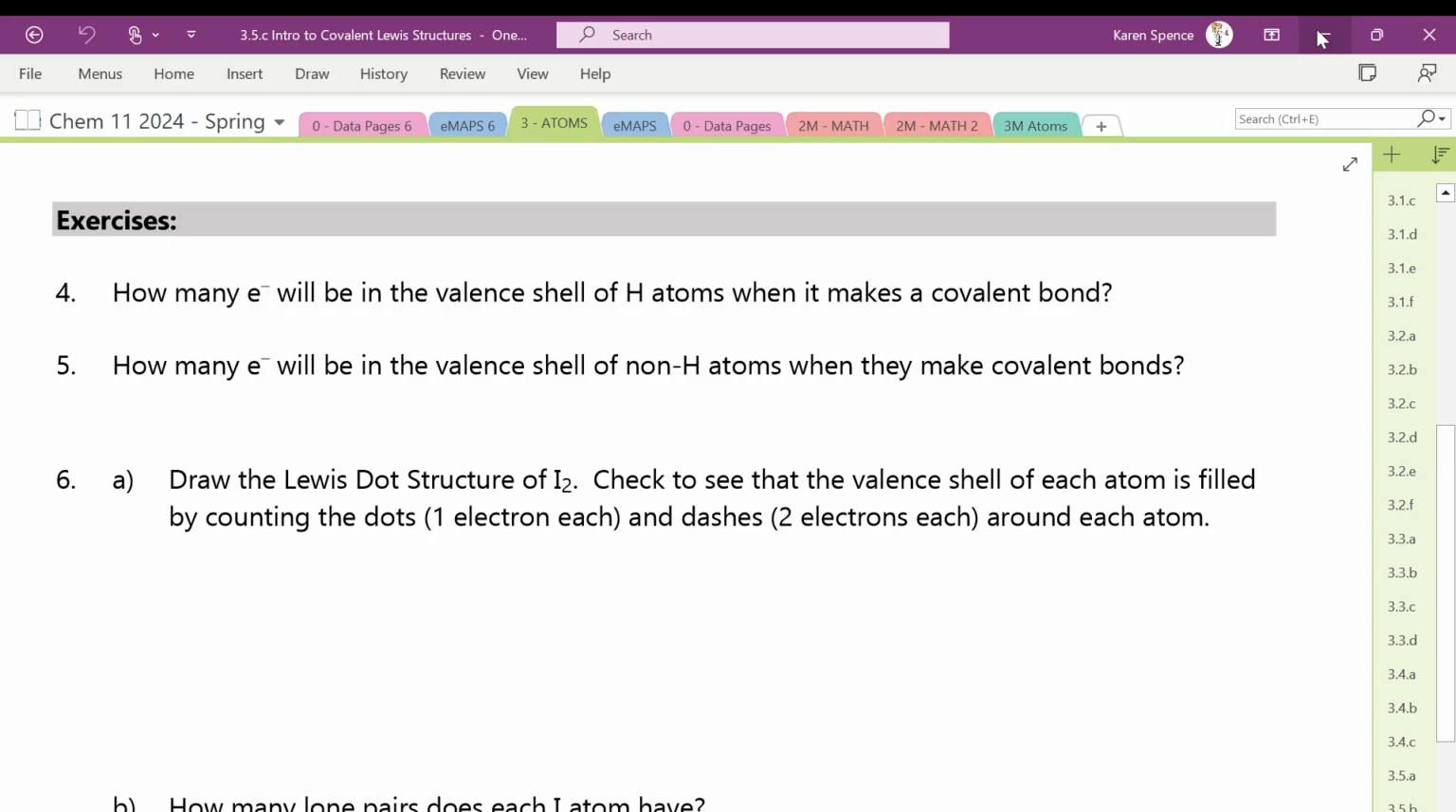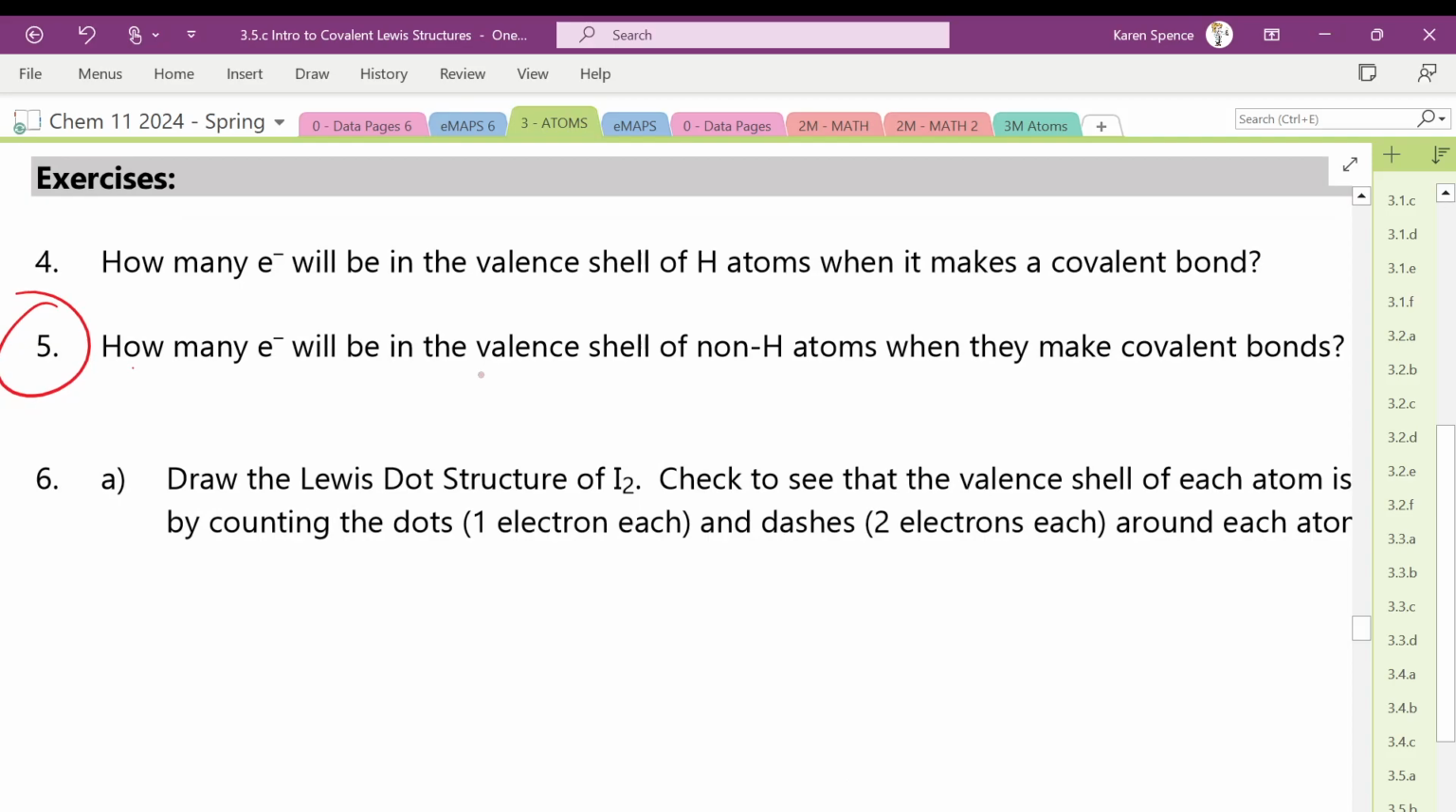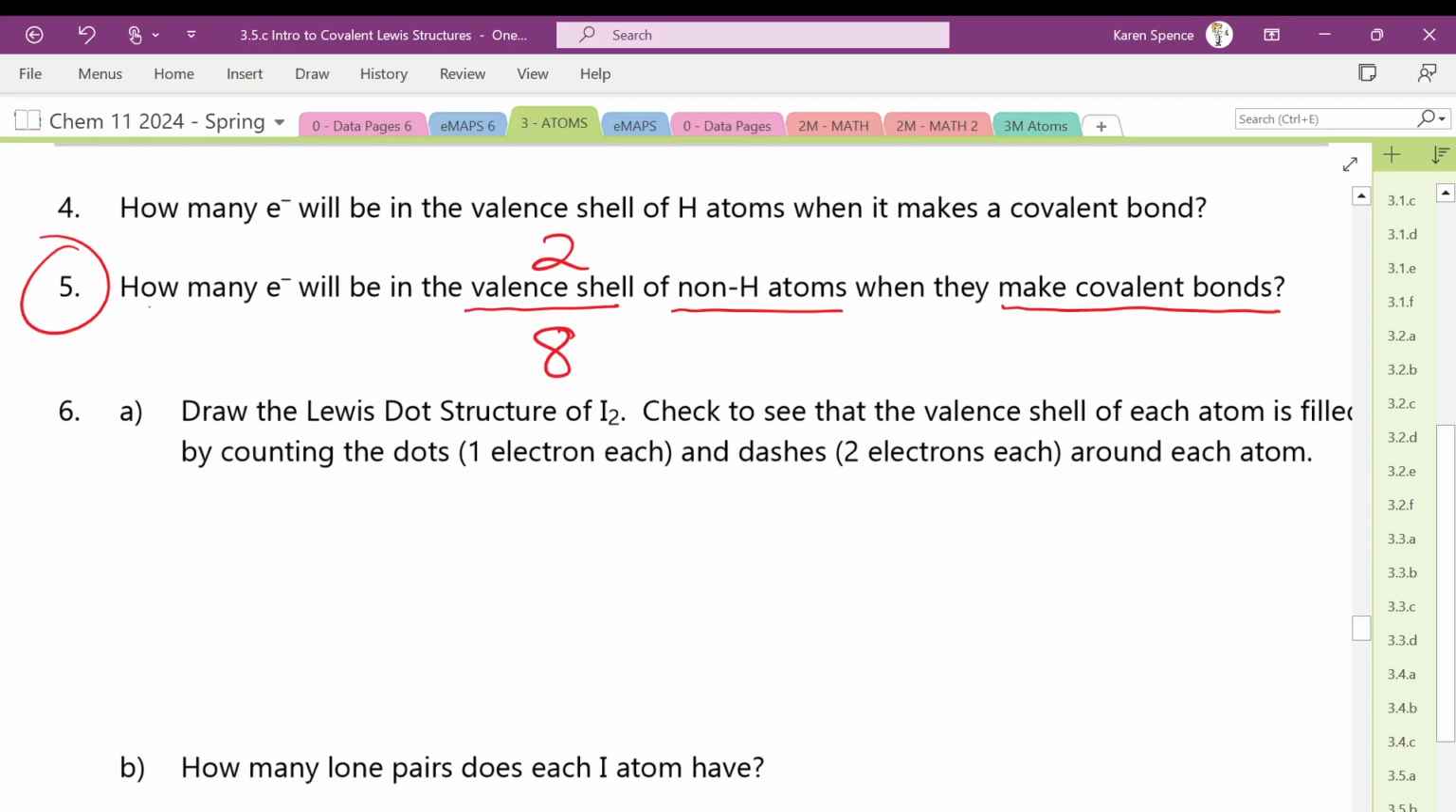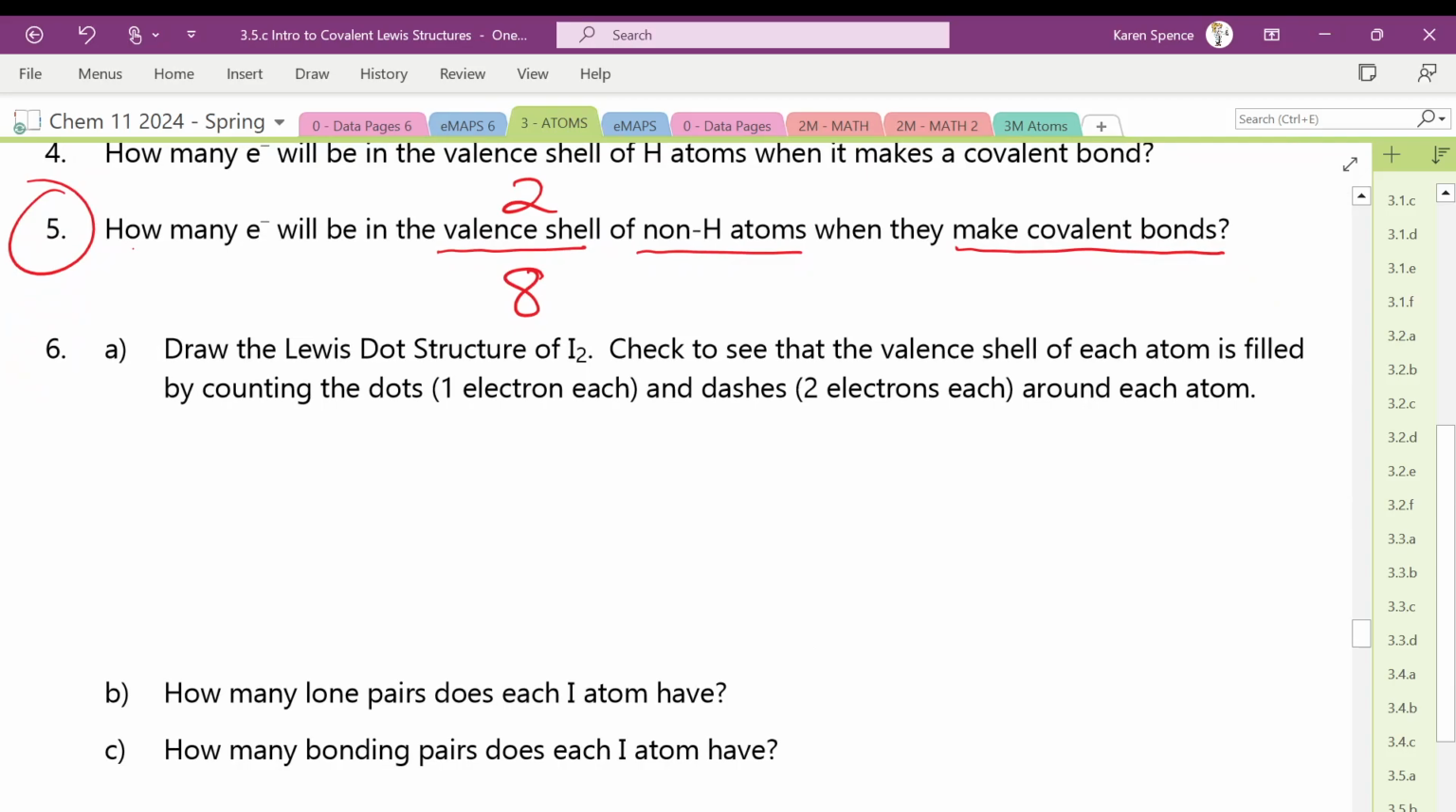And question number 5 said, how many electrons will be in the valence shell of non-hydrogen atoms when they make covalent bonds? And the answer should have been 8. How many electrons will be in the valence shell of hydrogen atoms when they make a covalent bond? 2. And let's just check and make sure you drew the Lewis dot structure of I2 correctly.